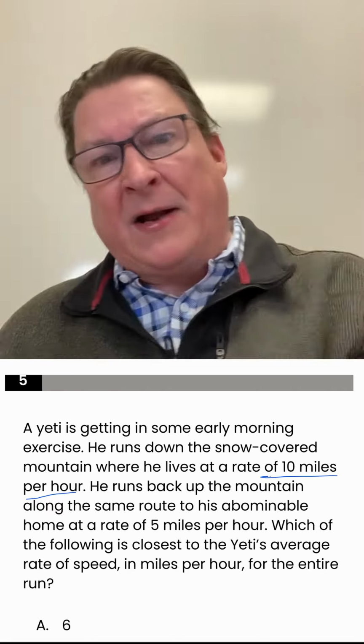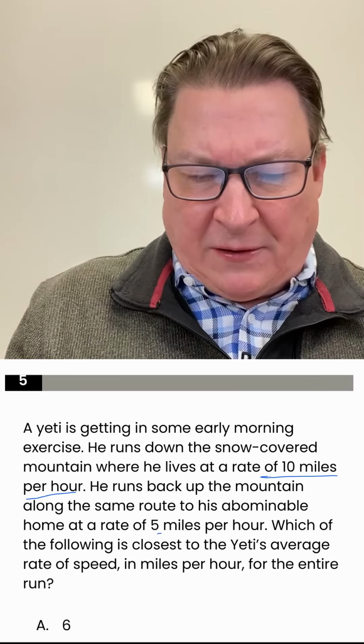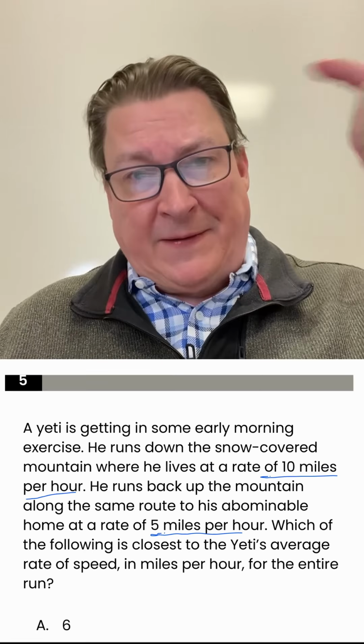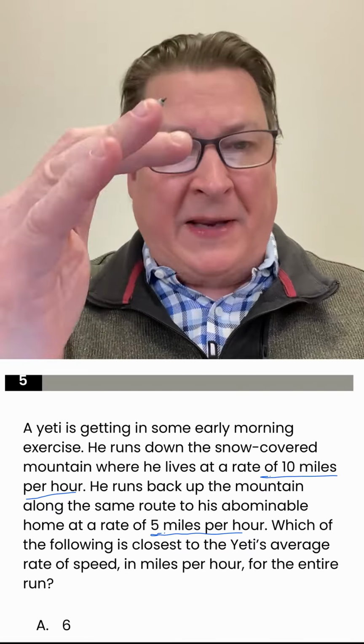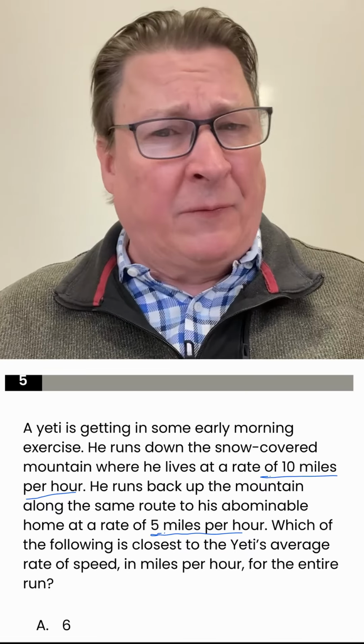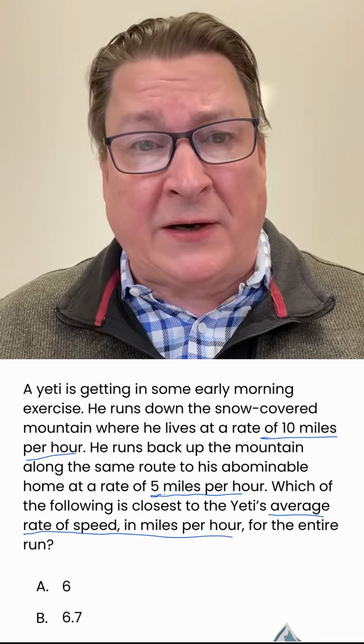So in this case, a Yeti is getting some early morning exercise. He runs down the snow-covered mountain where he lives at a rate of 10 miles per hour. Then he runs back up the mountain along the same route to his abominable home at a rate of 5 miles per hour. When he's running down the hill, he's got gravity working for him. When he's running back up the hill, he's got gravity working against him. And he's probably also a little bit tired from running in the snow for a while, right? So the question here is, which of the following is closest to the Yeti's average rate of speed in miles per hour for the entire trip?